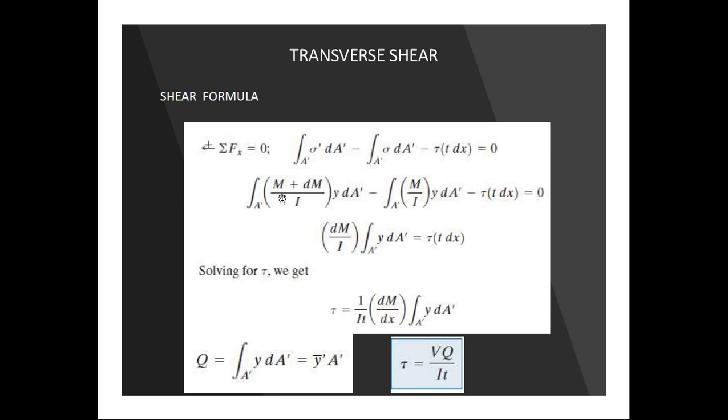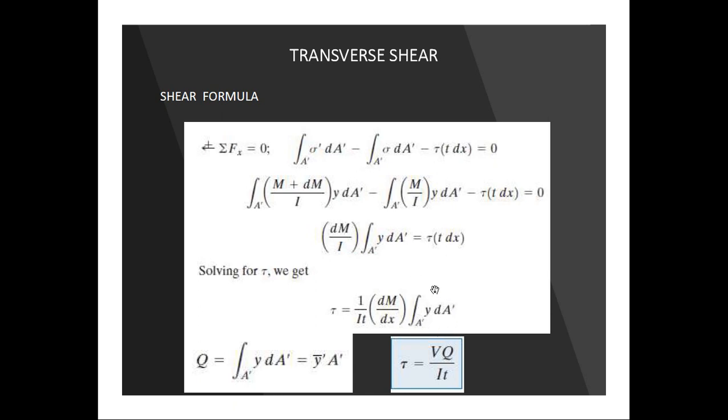Upon this we take the common term outside, and what we get is dM upon I, and this is the first moment of area. This equation has dM by dx, which is your shear force. Yes, the differentiation of the moment equation will give you the equation for shear force. You can try it in any example. So this dM by dx will be V, the shear force, and this y into dA dash is called the first moment of area.